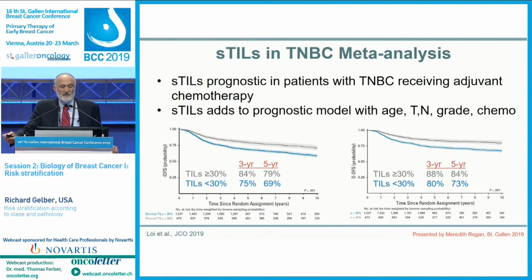This is the triple-negative meta-analysis, prognostic in patients with triple-negative receiving adjuvant chemotherapy, and it adds to the prognostic model with age, TN grade, and chemotherapy.